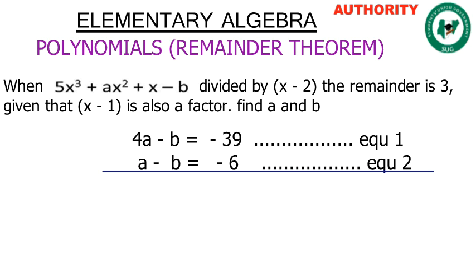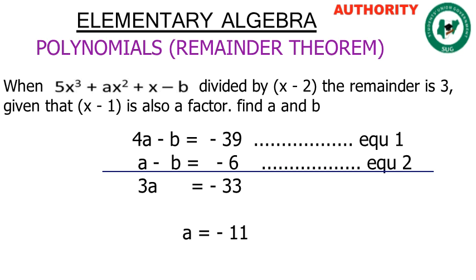Now let's go. We're going to have 4a minus a will give us 3a. And then minus b minus b. We are going to have minus b minus, will give us plus. So we have minus b plus b, which will give us 0. So we have equal to minus 39 minus 6. So minus we change to plus. So we have minus 39 plus 6. It will give us minus 33. So we have 3a is equal to minus 33.